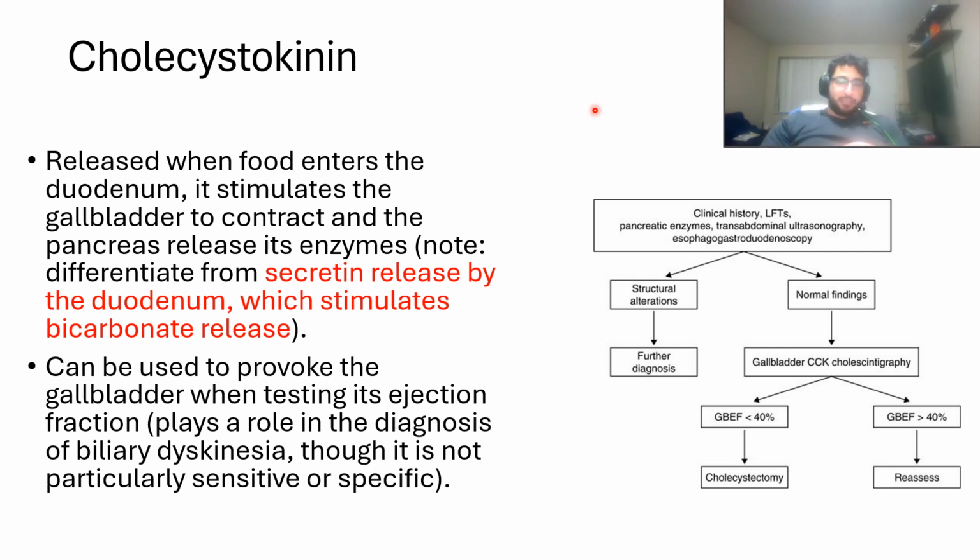Now, the problem with that, using the ejection fraction for that, is not all patients with a gallbladder ejection fraction less than 40% have biliary dyskinesia. So it's not sensitive or specific, and not all patients with biliary dyskinesia have a gallbladder ejection fraction less than 40%. So in other words, just because the ejection fraction is less than 40%, it doesn't mean that the patient has it. So let's say the GBEF is greater than 40%. That's not good for ruling out dyskinesia.